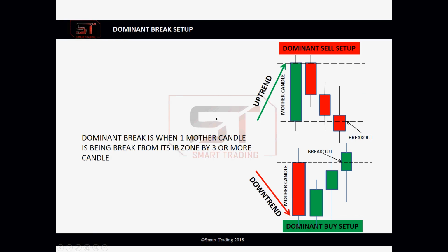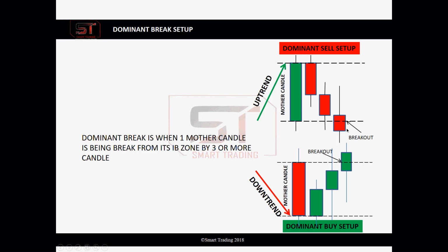Alright, so for dominant sell setup, there is an uptrend over here. So we have a big, huge candle over here, which some people call the mother candle. And then right after that, there are 3 sell candles that managed to break the IB zone. So this price line, this is what we call the breakout. So basically, this is the price at which the sell candle has managed to break through from this buy candle.